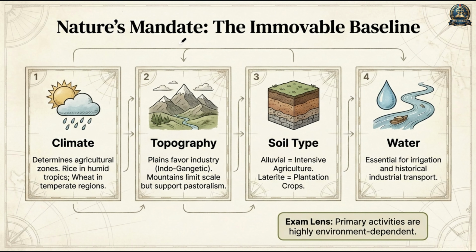Now, nature's mandate, the immovable baseline. Climate determines agricultural zones, rice in humid tropics and wheat in temperate regions, for example. Then topography: plains favor industry, like the Indo-Gangetic plain, while mountains limit scale but support pastoralism. Then soil type determines agriculture and plantation crops. For example, alluvial soil is useful for intensive agriculture. Laterite soil is useful for plantation crops. Then water, essential for irrigation and historical industrial transport. Primary activities are highly environment dependent.